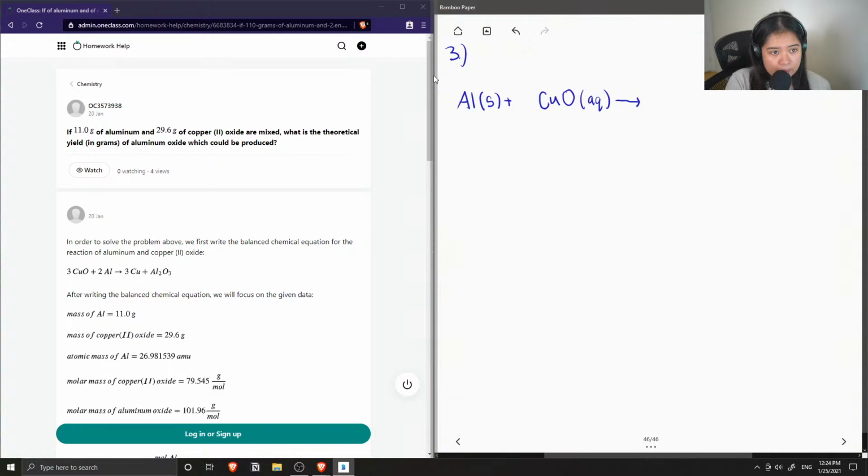And a single displacement reaction would occur with these compounds. So basically, now we have copper solid, and aluminum is now with the oxygen. So aluminum's oxidation number is 3+, and oxygen's is 2-. So our formula is Al2O3.